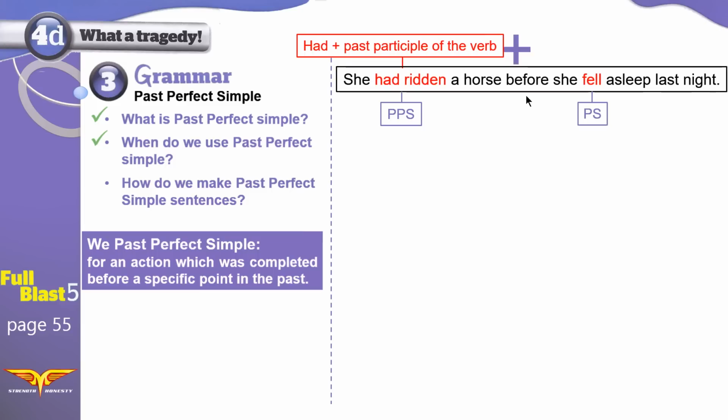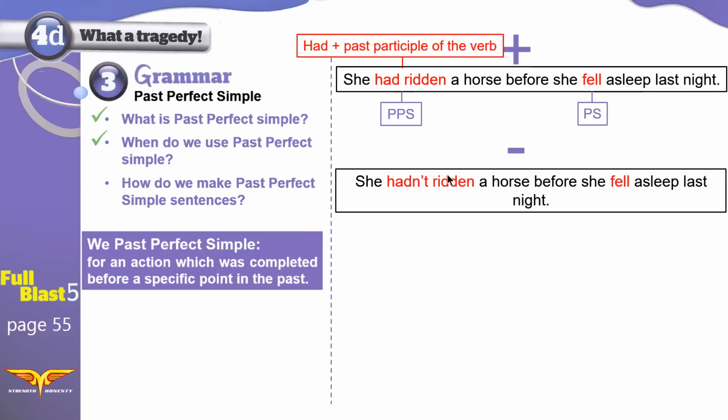This sentence is positive, affirmative. How do we make it negative? Super easy. Put not after had. She hadn't ridden a horse before she fell asleep last night.